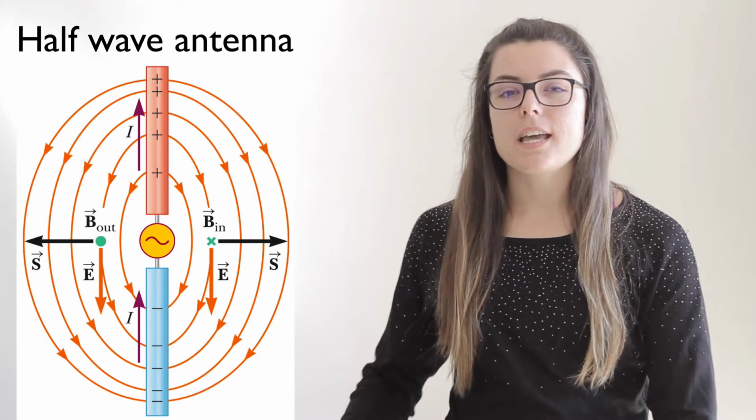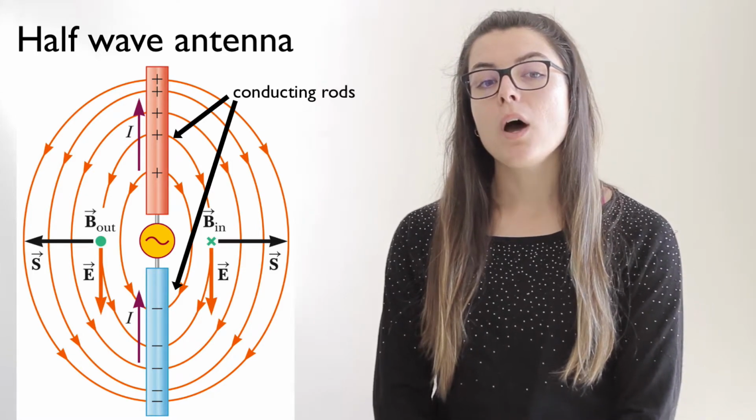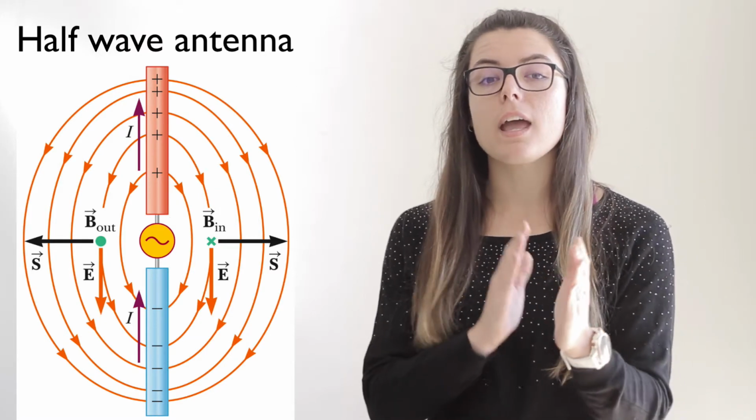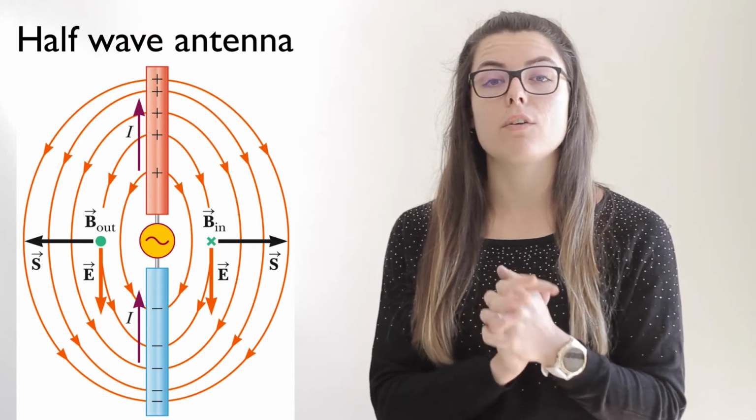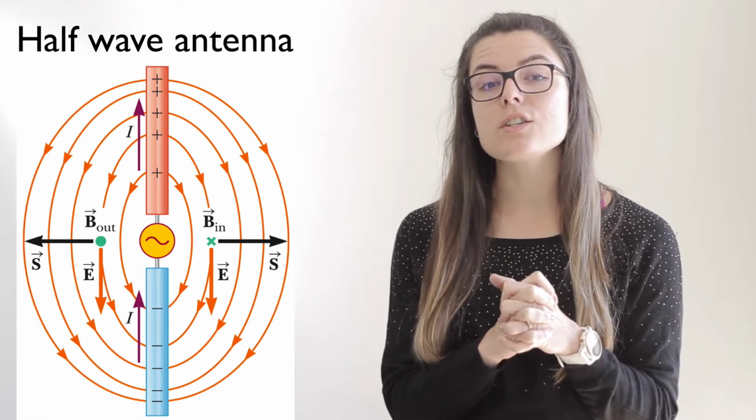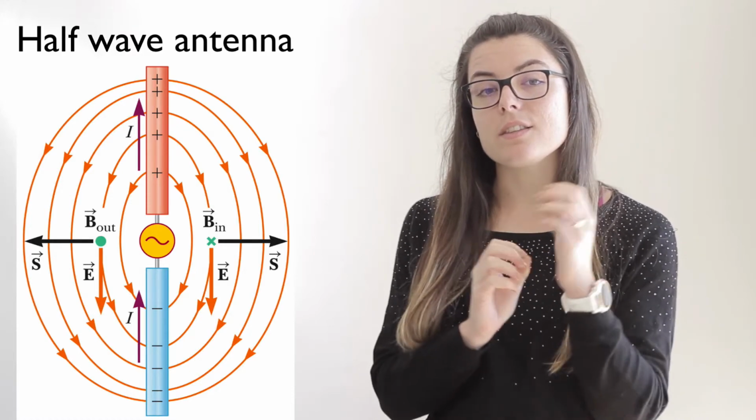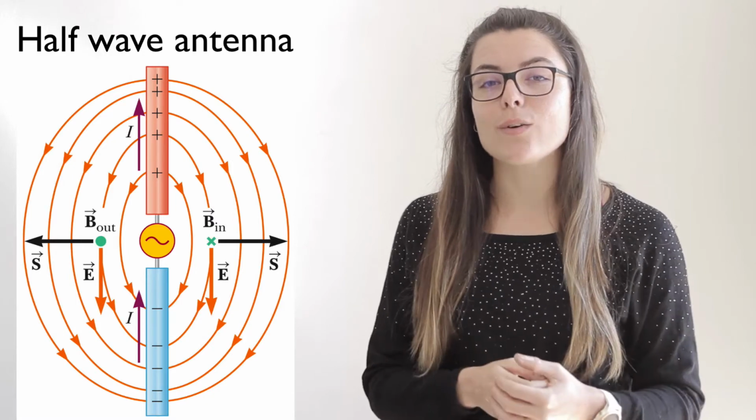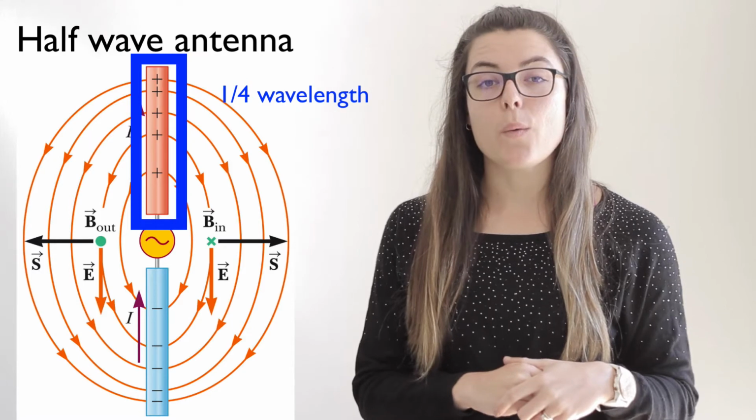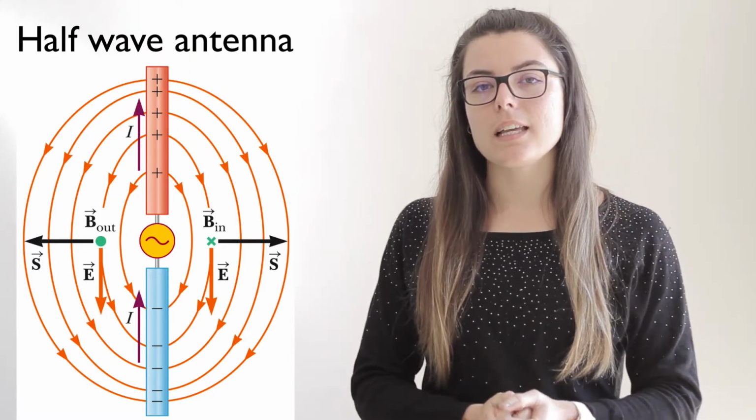So a half-wave antenna is two conducting rods that are connected to a source of alternating voltage. So we have a positive conducting rod and a negatively charged conducting rod, and there's a potential difference in between them. Now, the alternating voltage accelerates charges between the two rods, and the whole reason that this antenna is called a half-wave antenna is because the length of each rod is actually a quarter of a wavelength. So therefore, the antenna is like an oscillating electric dipole.